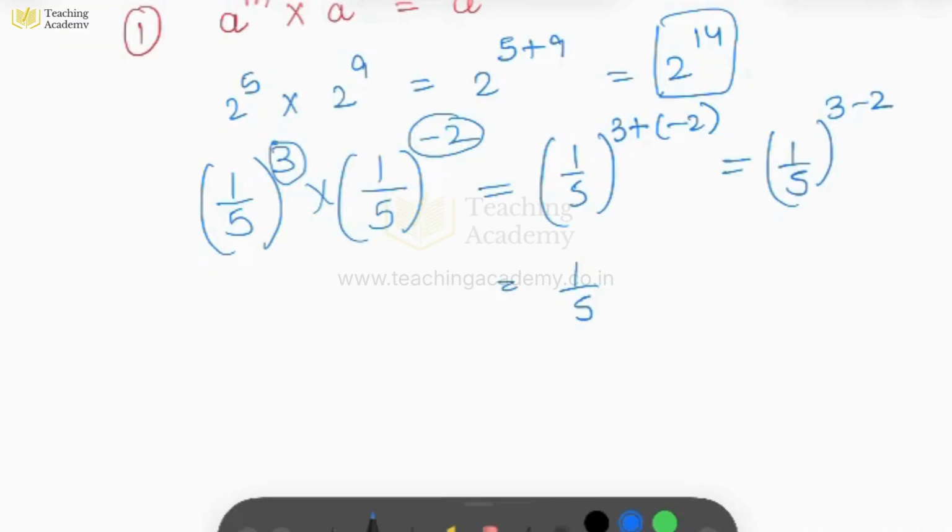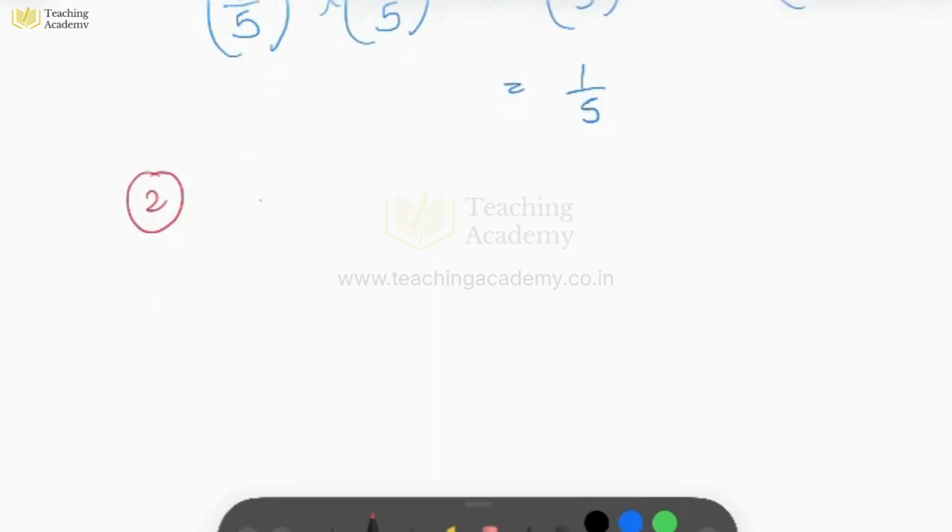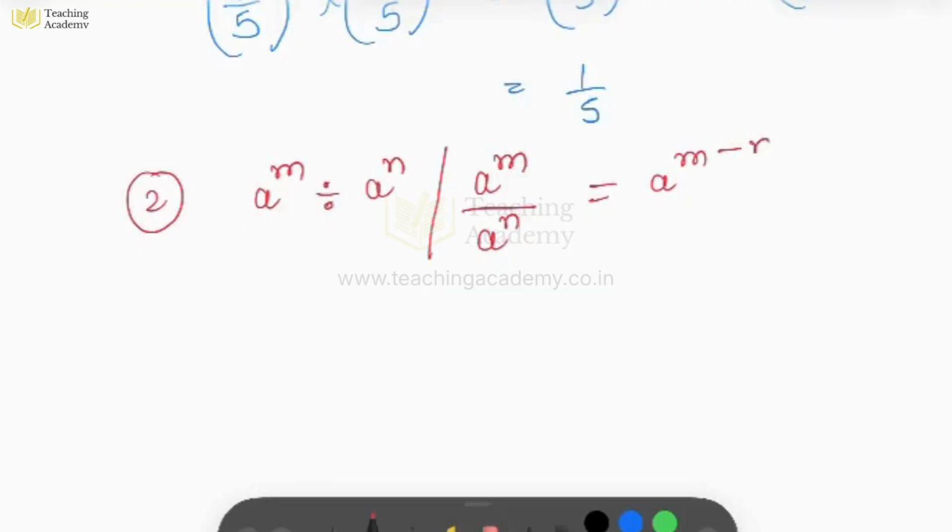Okay, let's take another law. Next law says when we have a to the power m, I mean the bases are again same and there is a division sign, or they are written in this format: a to the power m over a to the power n. That means we are going to subtract the power.